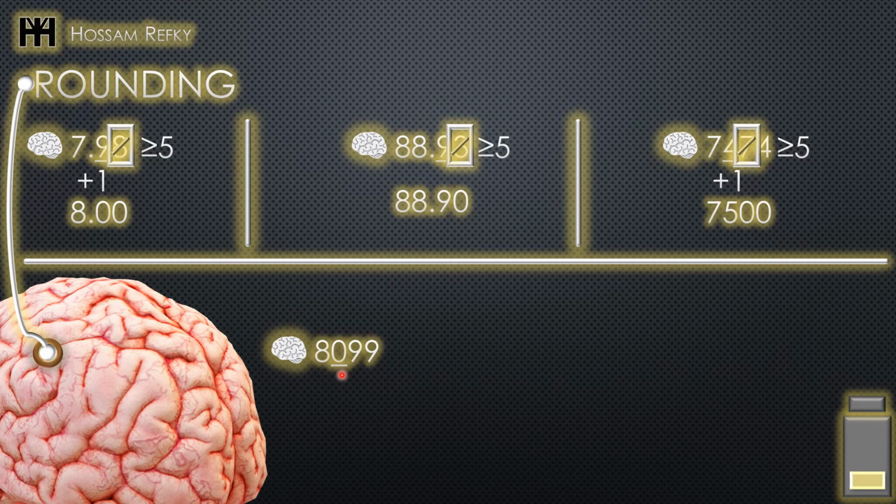Okay, 8,099. You want to round this 0 here. So we'll take a look at the 9. It's bigger than 5. So yes, the 0 here will increase by 1. So it will be 8,100.